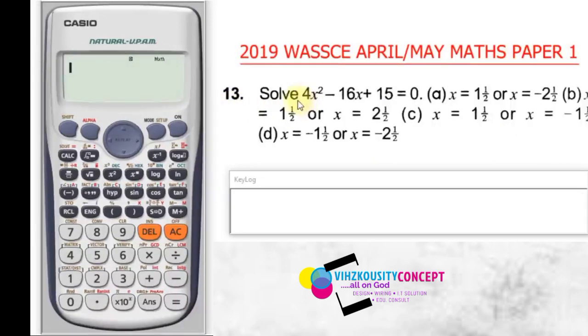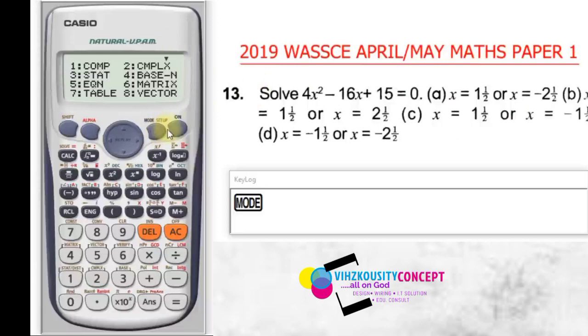Question number 13 here is giving us a quadratic equation that we need to solve to find the roots of the equation. The calculator has a mode for quadratic equation, so we need to press the mode button and go to the equation, and you can see 5 is amounting to equation, so I press 5. Then what format of the equation are we working with? Option number 1 is simultaneous equation in 2 variables. Option 2 is simultaneous equation in 3 variables. Option 3 is a quadratic equation of degree 2. So I'm going to press 3.